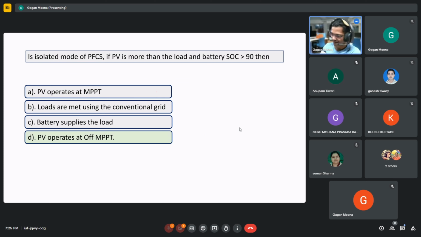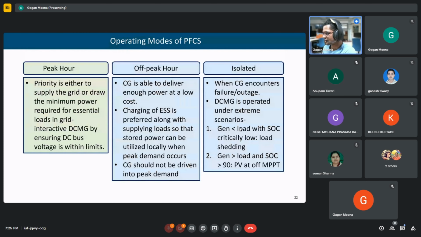Correct. Okay, so we discussed all these things. The peak hour. So here, this is a kind of summary. You can remember this for all the three cases. This will be helpful if you get any question on the power control strategy of DC microgrid. So in peak hour, the priority is either to supply the grid or draw the minimum power required for essential loads in grid interactive DC microgrid by ensuring that DC bus voltage is within the limit.